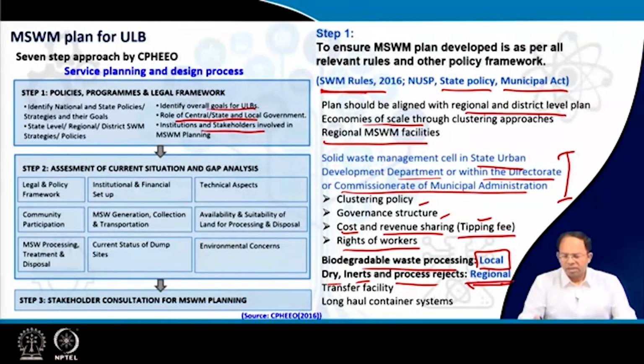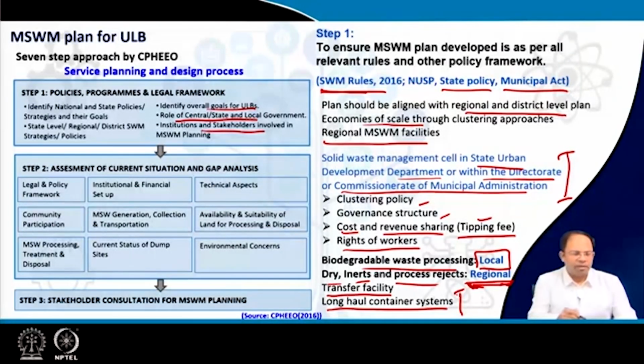That means the landfill serves multiple ULBs, and if we have a landfill which is common to multiple ULBs, in that case we require transfer facilities. That means how do I transfer the waste from the ULB to this particular landfill, and we also have to use container systems to transfer this waste. So the transportation system and transfer facilities also have to be designed along with regional landfill facilities or regional waste processing facilities.